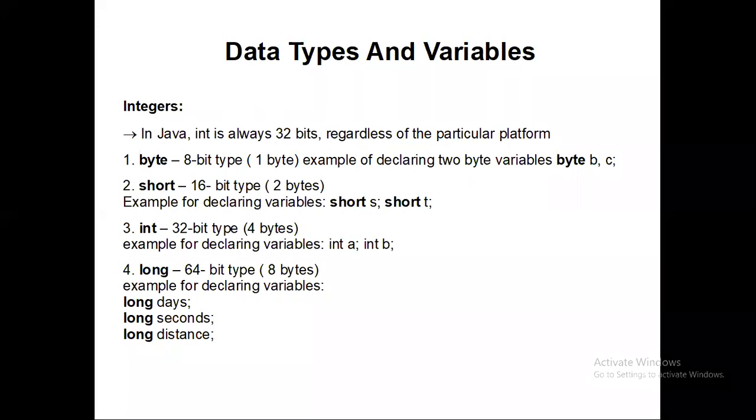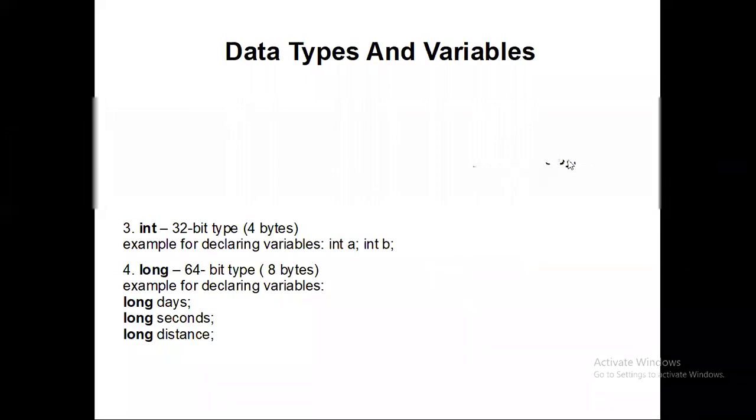I hope you know about memory: 8 bits equal 1 byte, 16 bits equal 2 bytes, and so on. So byte is an 8-bit type. Here is an example of declaring 2 byte variables. Byte is a data type; b, c are variables. Once again, byte is a data type, and b and c are variables.